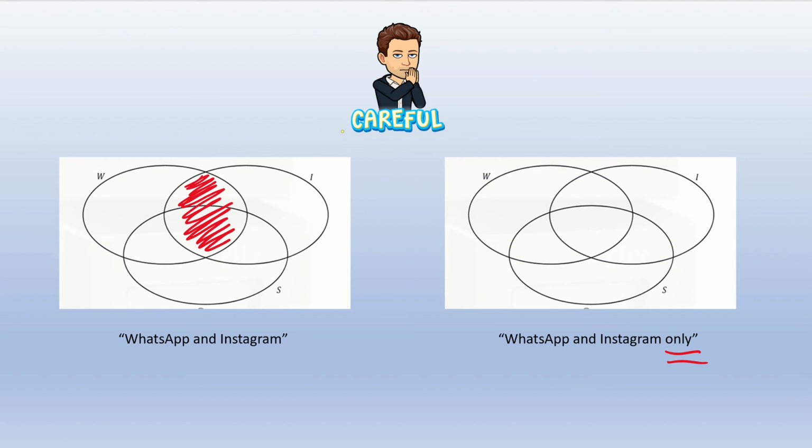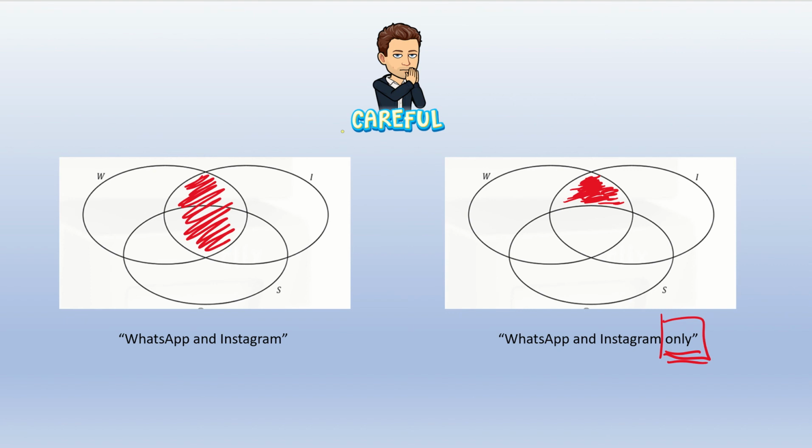They're not talking about Snapchat now at all. So WhatsApp and Instagram, people who use both WhatsApp and Instagram, it's just going to be that bit there. So that only plays a big part in identifying parts of a Venn diagram. It's just something to be aware of.